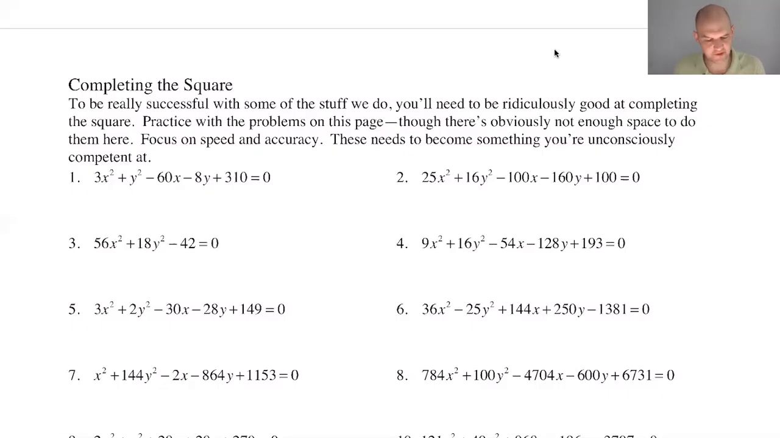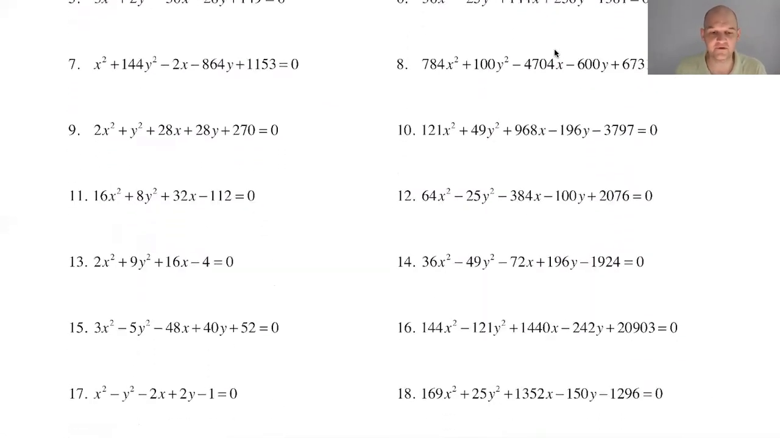All right, we're back. We're on page 168, the first page of notes 14 of math analysis. These notes are going to be about conic sections, so sections of a cone, whatever that means. But to really do any of the problems, you're going to have to be really good at completing the square. So this page is just a ton of completing the square examples.